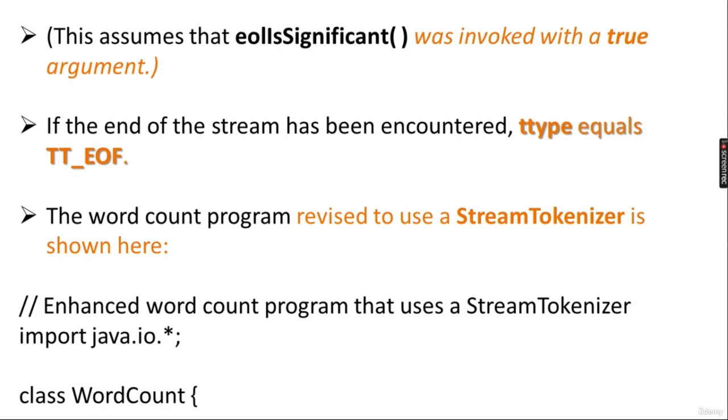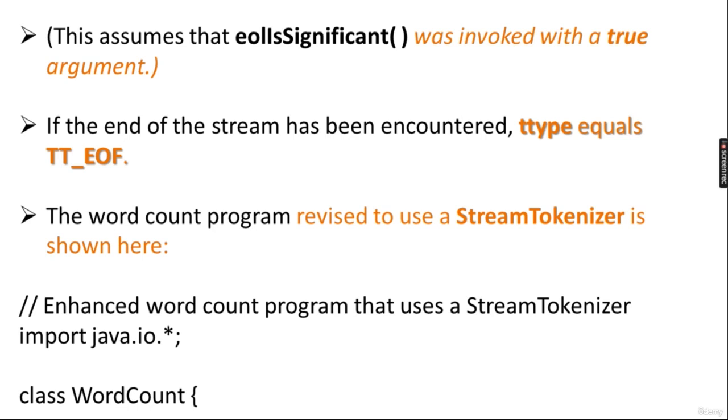StreamTokenizer's eolIsSignificant was invoked with a true argument. This is the assumption. If the end of the stream has been encountered, ttype equals TT_EOF. Okay, so the file end is considered. So the stream can be anything in this case.